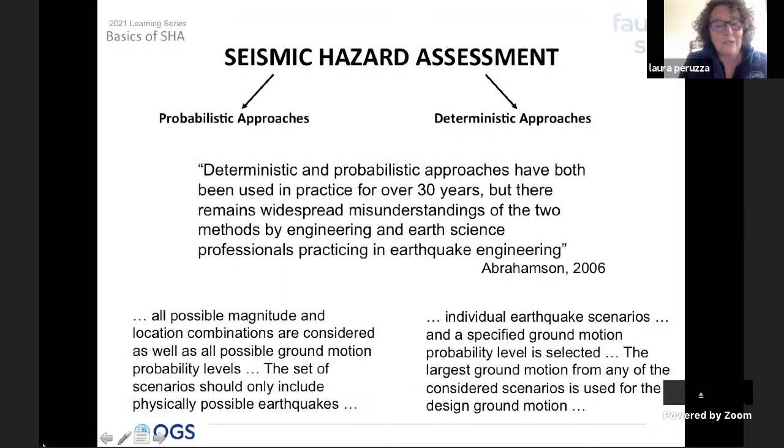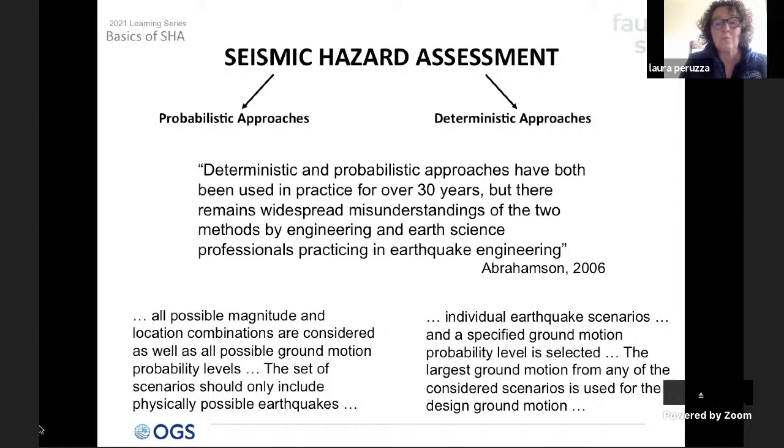And this is well written by Abrahamson, who in 2006 wrote in a review paper: there remain widespread misunderstandings of the two methods by engineers and earth science professionals practicing in earthquake engineering. So also the definition of what is probabilistic and what is deterministic is somehow blurred. We can say it is deterministic if we have individual earthquake scenarios. These are words already taken from the paper by Abrahamson.